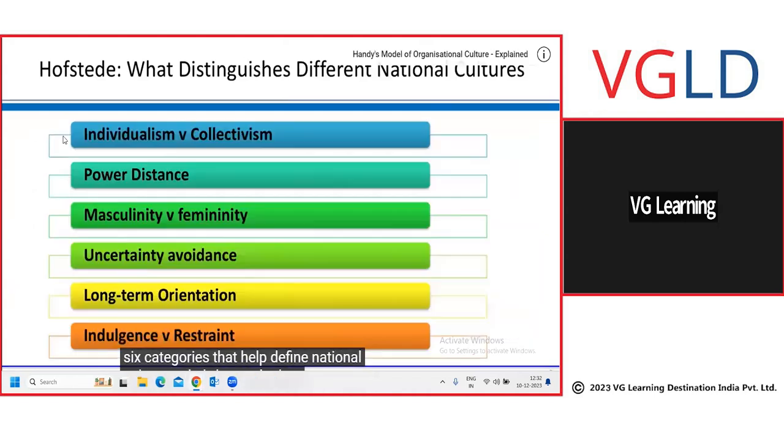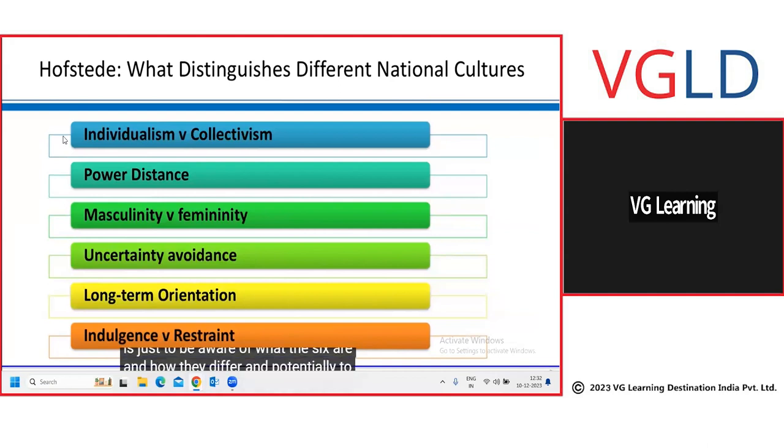So let's have a look at the six. They're listed there. I'm going to take you through each for 30 seconds or so. The key thing if you're studying this model is just to be aware of what the six are and how they differ, and potentially to make a link between some of them and other aspects of the course.